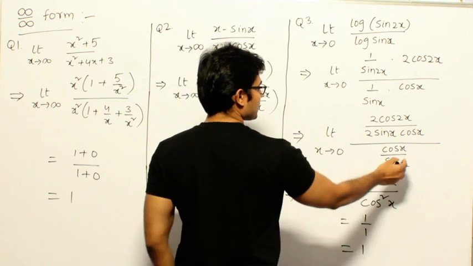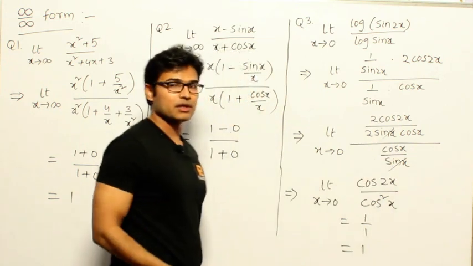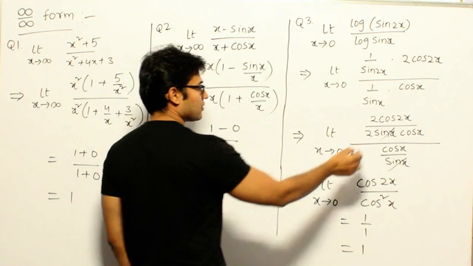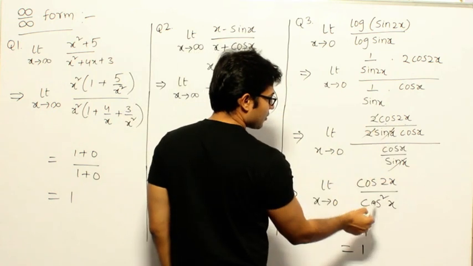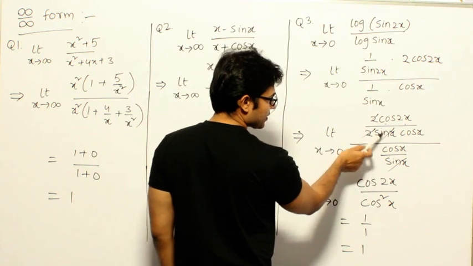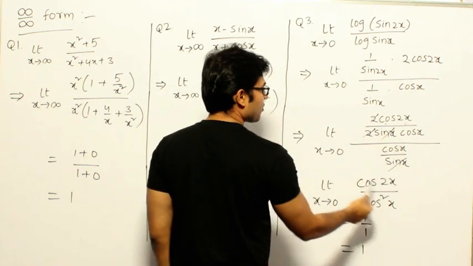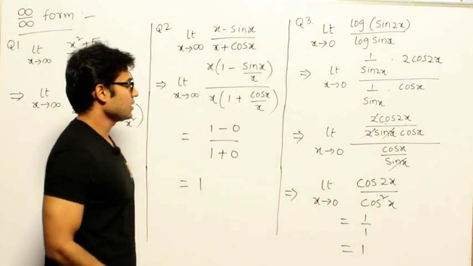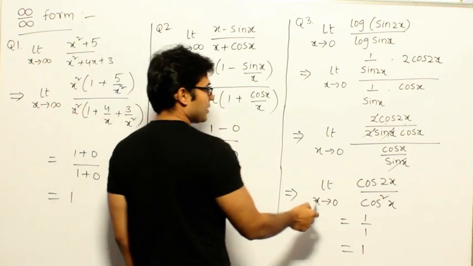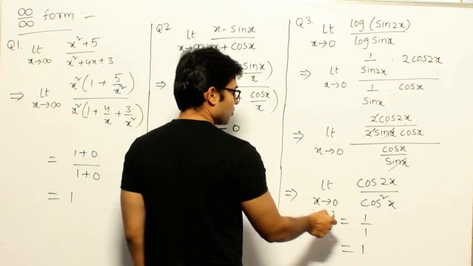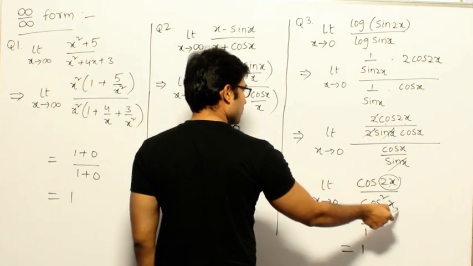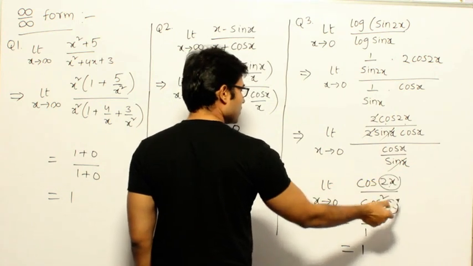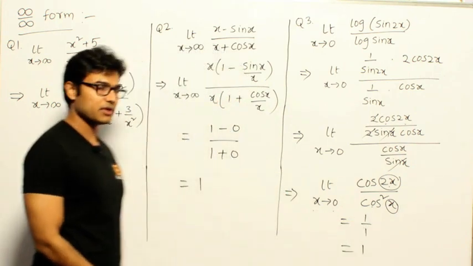And now this entire function can be written as, I can cancel out this, right? And now you are going to get 2 and 2 cancelled, cos 2x divided by cos square x, isn't it? Sin is cancelled, cos 2x divided by cos square x, right? So now if we apply limit x tends to 0, we know that cos 2x is 1, and cos 0 is 1, and again this entire thing is 1. Therefore 1 by 1, that is 1. Got it? Okay.